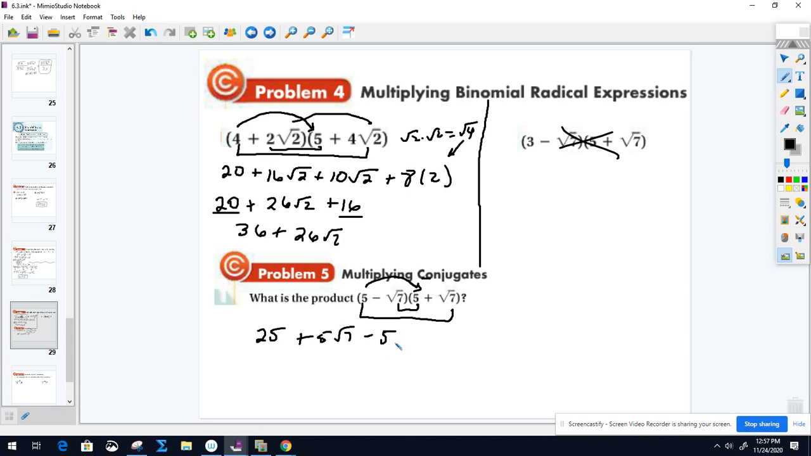And I always put the number first. You don't have to, but that's how you'll always see it written. And then minus square root of 7 times the square root of 7 is the square root of 49, which is just 7. So you're going to see my middle terms cancel. Anytime you multiply conjugates, the middle terms cancel. I combine 25 minus 7, and I get 18. So when I multiply two conjugates, I always get a nice whole number.